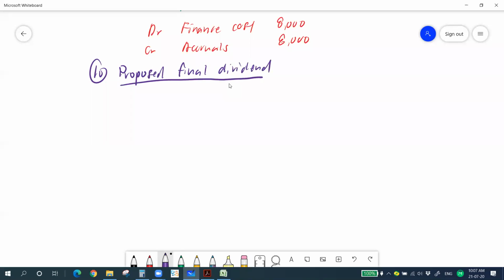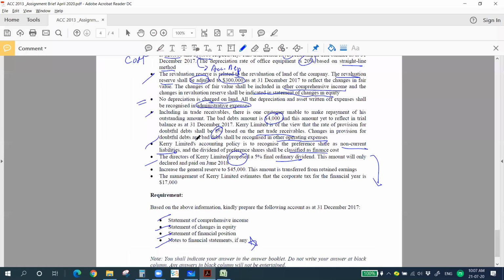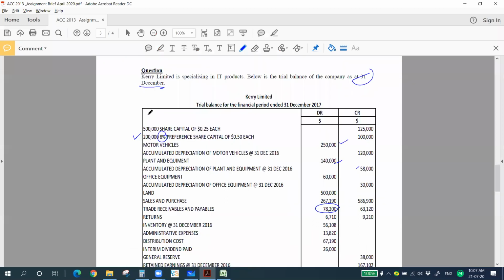And this one is based on a percentage, right? The percentage is how much? 5%. The percentage is 5%. So what is the value? 500,000 of the share. The value of share is 25 cents each. So giving a total value of 125,000.